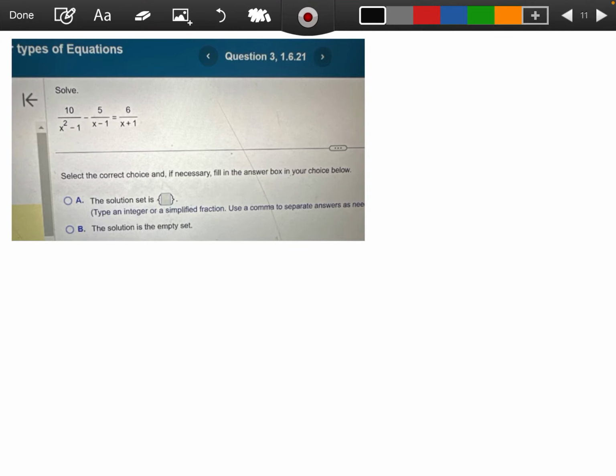All right, so y'all, this is another problem out of 1.6. This is question number 3. And first thing I want to mention here, y'all, this is another one that is a rational equation. Okay. So we need to find our LCD.